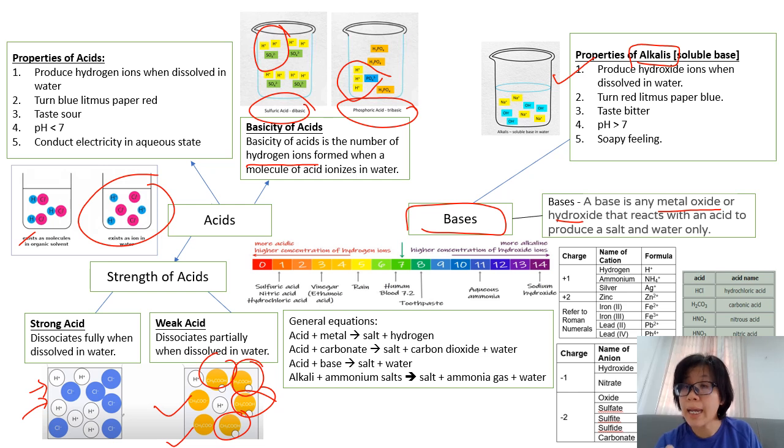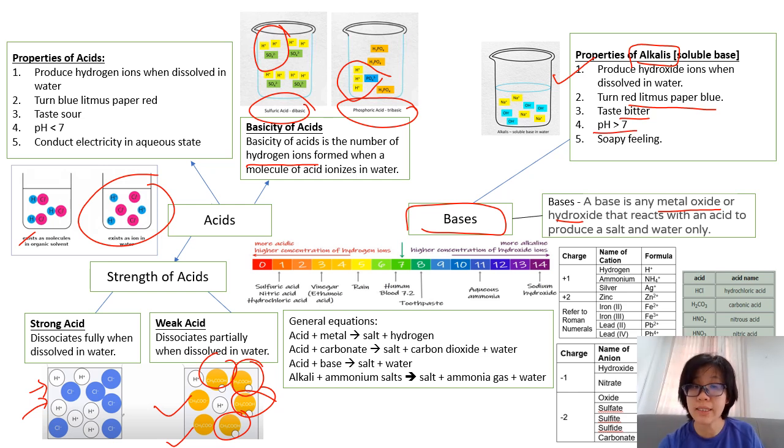Alkalis produce hydroxide ions when dissolved in water. So just now, acid produces hydrogen ions. In contrast, just now acids turn blue litmus paper red, but alkalis turn red litmus paper blue. One has a sour taste, the other has a bitter taste. And just now, the pH of acids is less than 7. This one is pH more than 7.